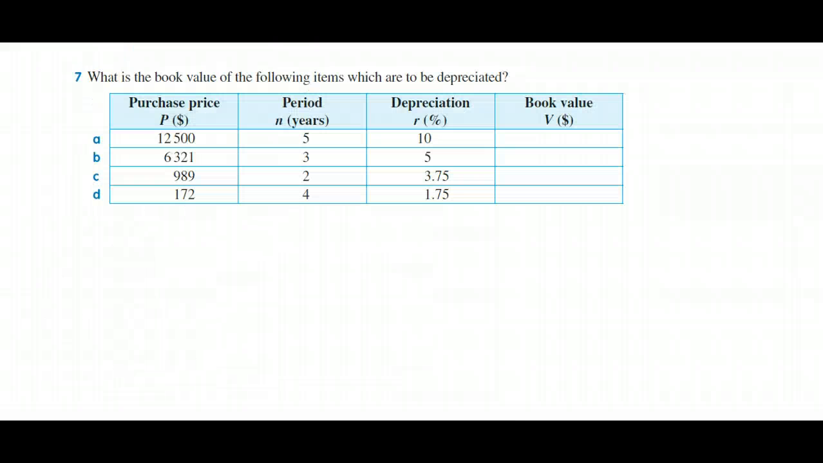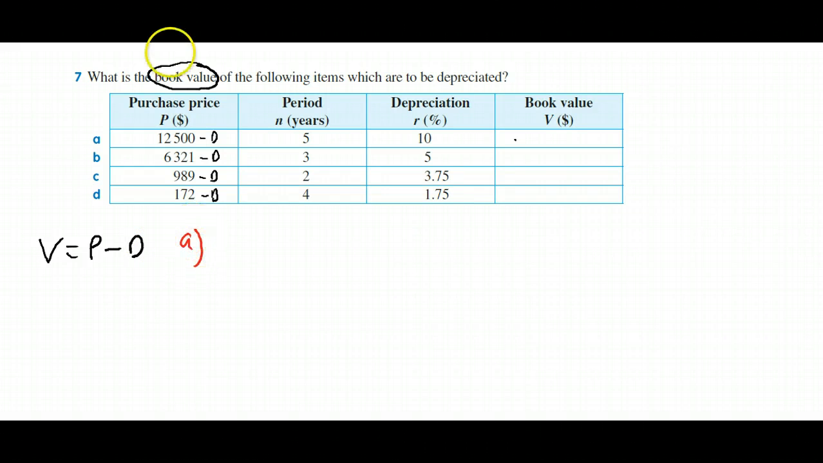Okay, in question 7, what is the book value of the following items which are to be depreciated? Note that in each case we're going to have to work out the book value of the item, so that's going to mean working out the depreciation and then minusing the depreciation from the purchase price which we've been given here. So it's not going to be enough to work out the depreciation this time. We've then got to minus it from the purchase price to get the book value, because book value equals purchase price minus depreciation.